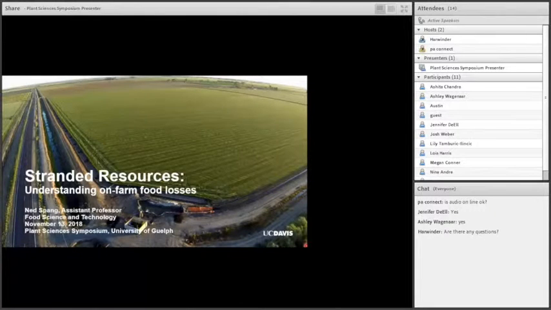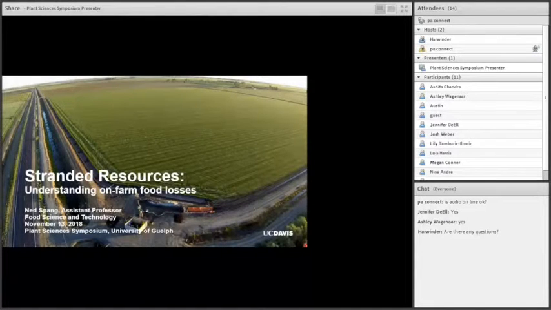Okay. So our third speaker today is Dr. Edward Spang. He is an assistant professor at the Department of Food Science and Technology and serves as the associate director of the Center of Water and Energy Efficiency at UC Davis.